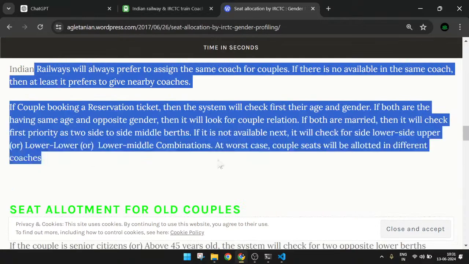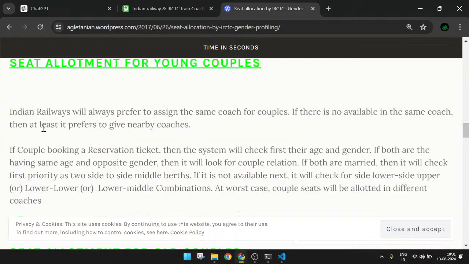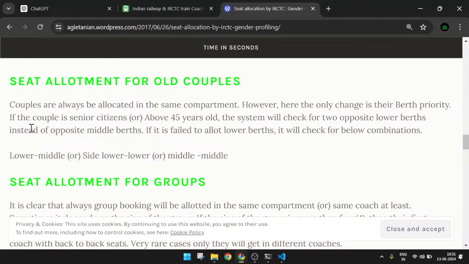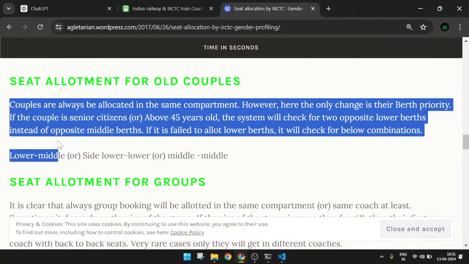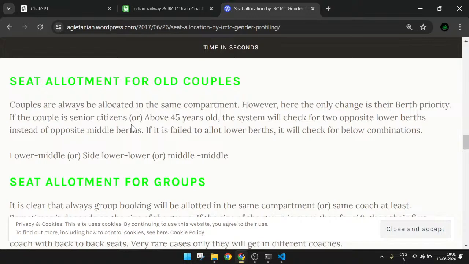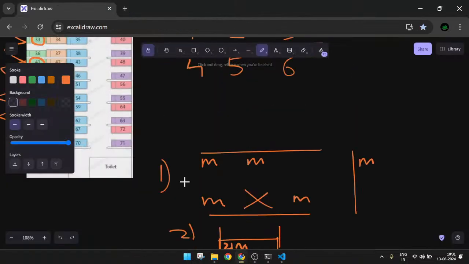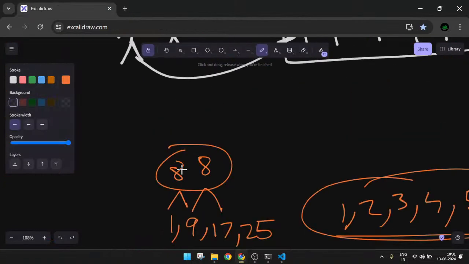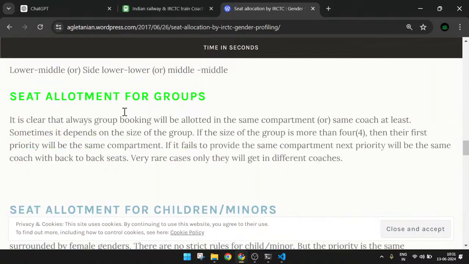This doesn't make much sense, but it's okay. It at least gave me some information. But to apply this, it's groupism. I'll not allow groupism. My algorithm will be simple. It will just allot seats to these two types of genders. It is clear that there is always group booking.